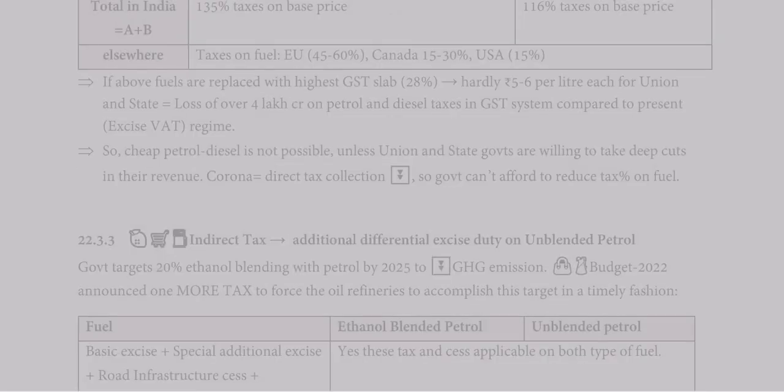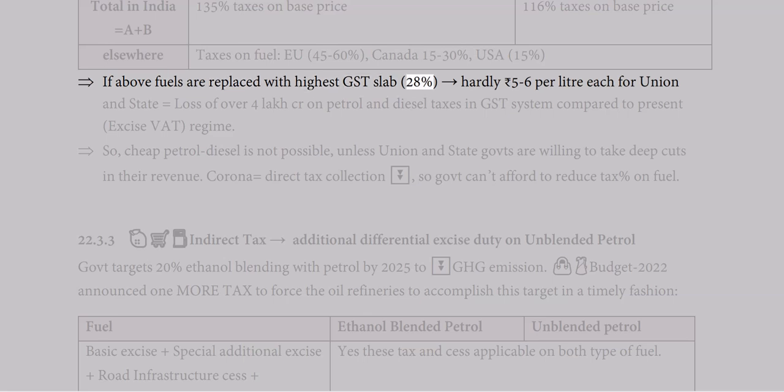Total in India equals A plus B: 135% taxes on base price, 116% taxes on base price. Elsewhere, taxes on fuel: EU 45 to 60%, Canada 15 to 30%, USA 15%.